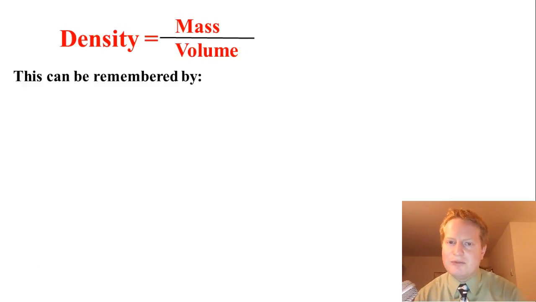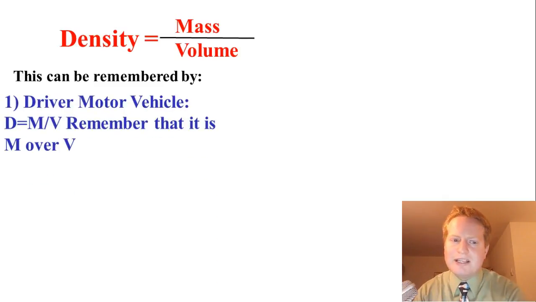There's a couple ways that you can remember this. The first one is that you're about the age now where you're going to be getting your permit, right? And so you can think of it as the DMV, the driver motor vehicle. As long as you remember that it's M over V, so density equals mass over volume. Driver motor vehicle is one option.